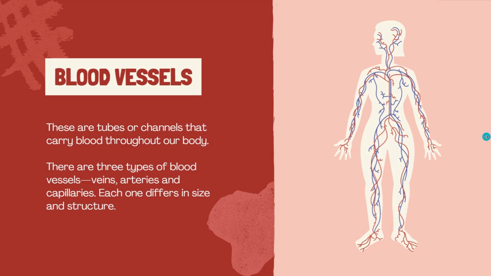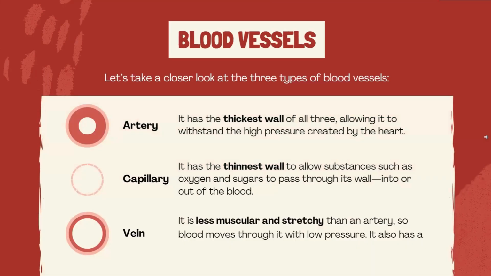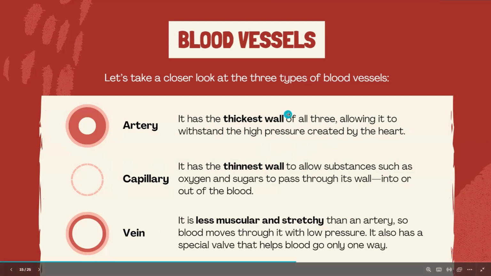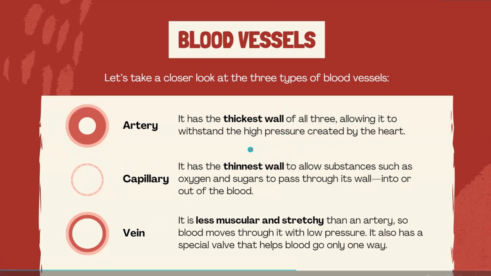What do I mean? We have the three types of blood vessels here: arteries, capillaries, and veins. To describe the arteries, it has the thickest wall of the three. There's a reason why it is like that. It's able to withstand the high pressure created by the heart.